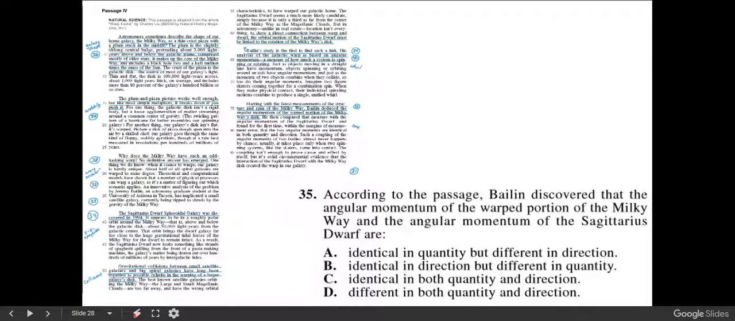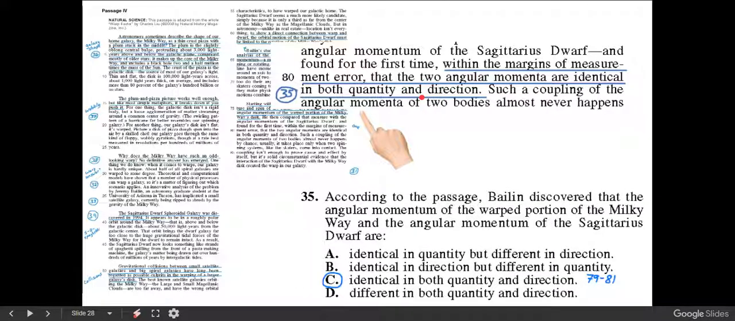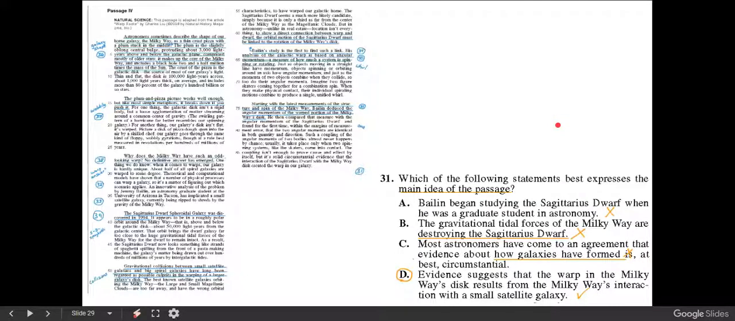35, according to the passage, Bailin discovered the angular momentum of the warped portion of the Milky Way and the angular momentum of the Sagittarius dwarf are, okay, within the margins of measurement error, identical in both quantity and direction. So identical in quantity and direction. And 31, which expresses the main idea of the passage. And the main idea is that evidence suggests the warp in the Milky Way results from the Milky Way's interaction with a small satellite galaxy. Of course, you can process of elimination all of these to get to that answer.